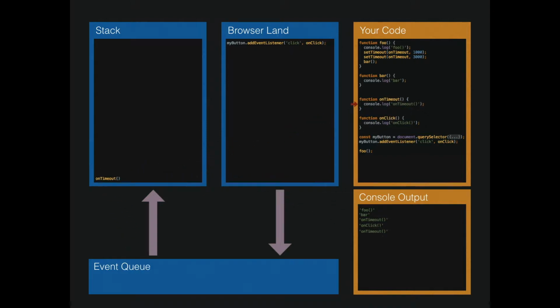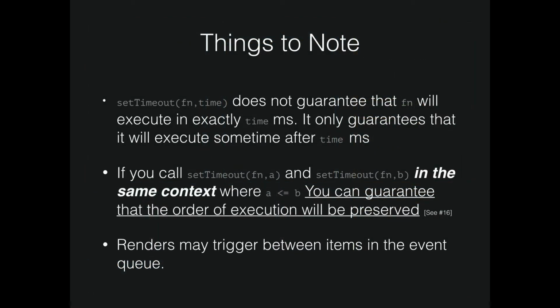And now that OnTimeout is left, we've finished executing all of our code. The browser is just sitting there waiting for click events. But that's the end of this little example piece of code. And I want to give you a few notes about some things that you can guarantee within the event loop.